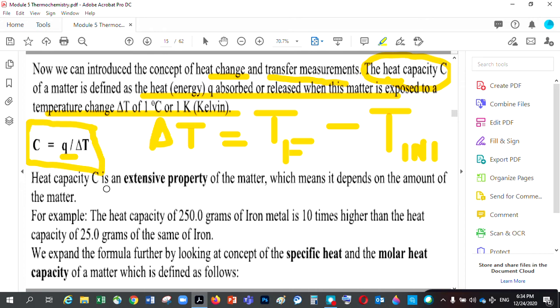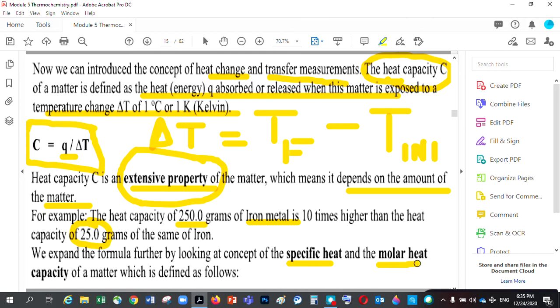The heat capacity is an extensive property, meaning it depends on the amount of the matter. Extensive means depends on the amount of the matter. So if I have 250 grams of iron, the heat capacity will be 10 times higher than if I use 25 grams of iron. Now, if you introduce the mass, we will have the specific heat. That will be different. It will be intensive, not extensive, because we added the mass. The specific heat and the molar heat capacity are the opposite. Those are intensive. They don't depend on the amount, or the mass of the matter we use.